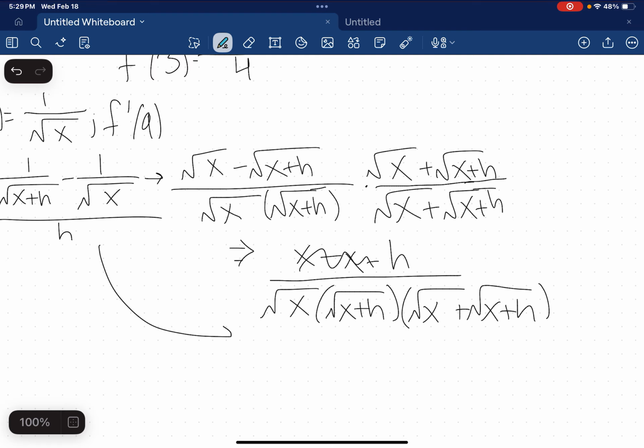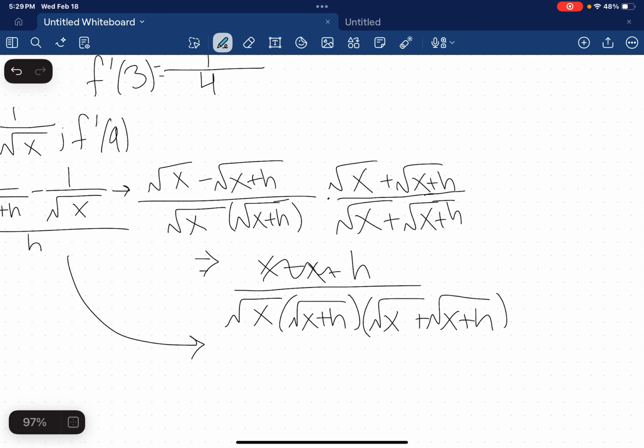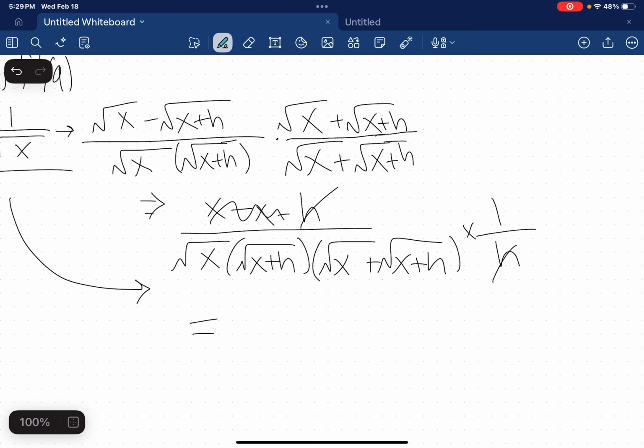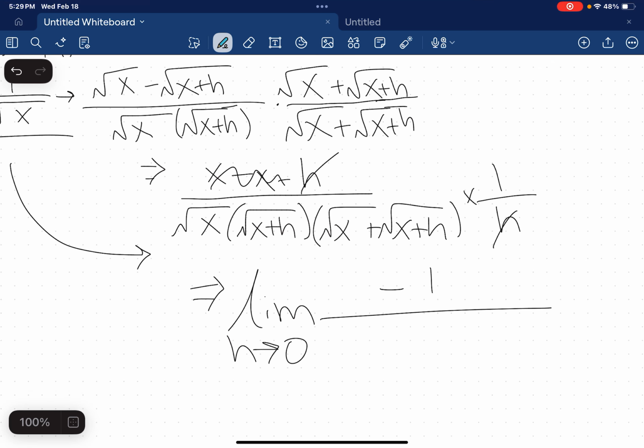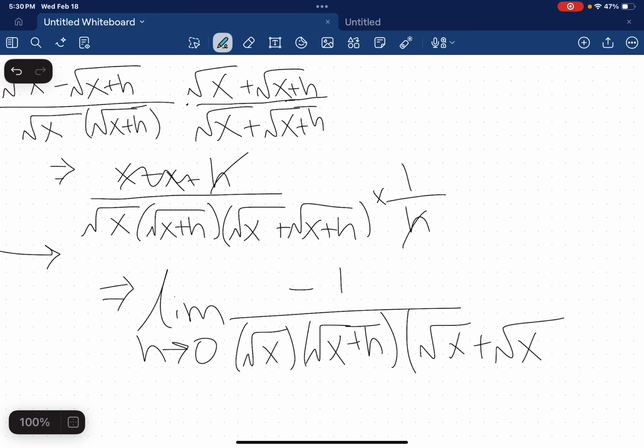We're going to bring this denominator over here. And remember, if we're just dividing like this, we're multiplying by 1 divided by h. So those cancel out. We're left with a negative 1 on the top. This means we have the final limit as h approaches 0 of negative 1 over, okay, well, time to write all this out again. Root x plus h, root x plus root x plus h. Wow, a lot of work.